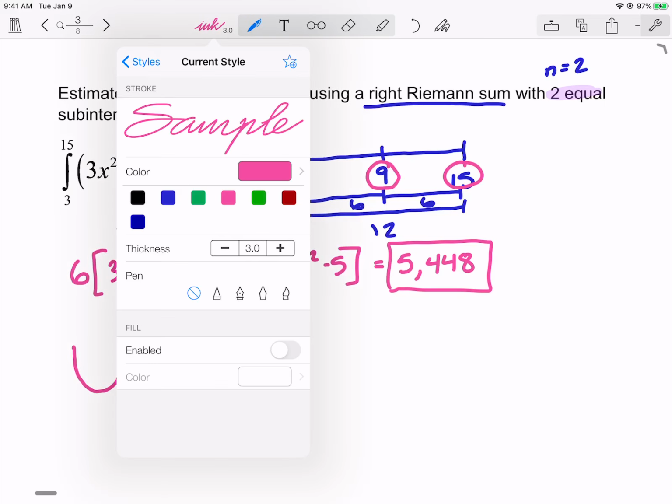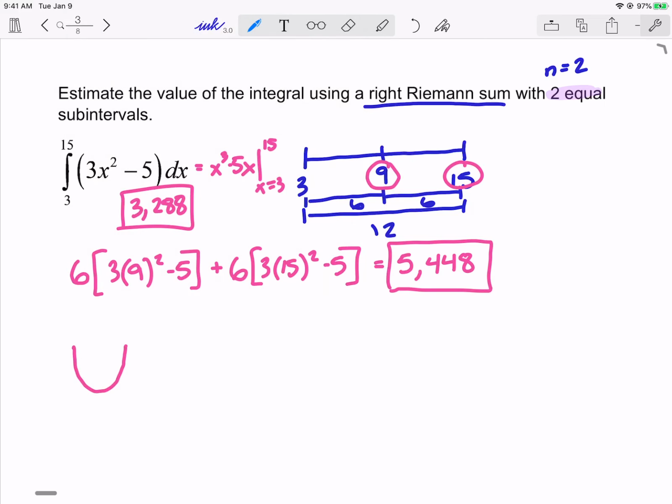Now let's rewind the tape. Let's go back to the formulas that I gave you. I told you that the formula for x sub i was a plus i times delta x. Well, what's our a value here? We start at 3. Our delta x is simply 15 minus 3 divided by n, and this all gets multiplied by i. Well, that's really just 12 for that 15 minus 3, but my n value is 2. So I end up with 3 plus 6i.